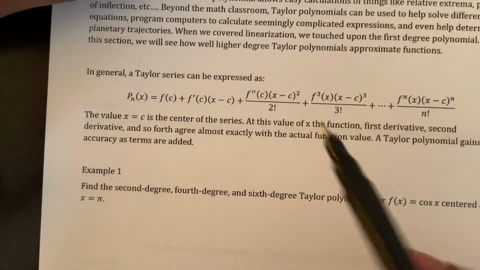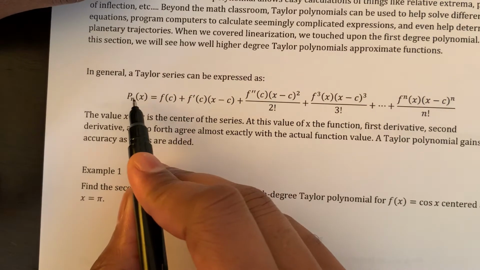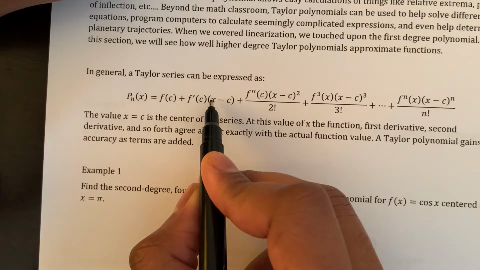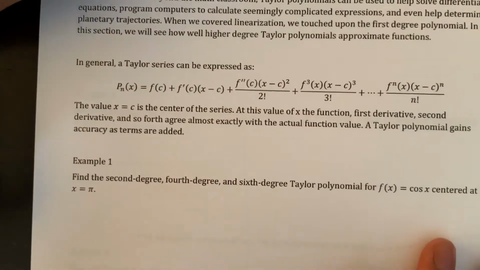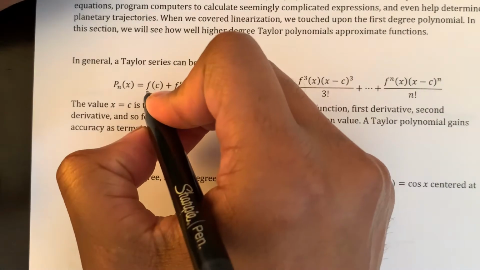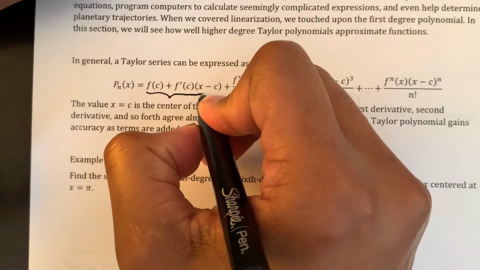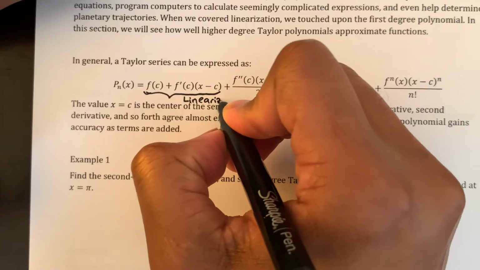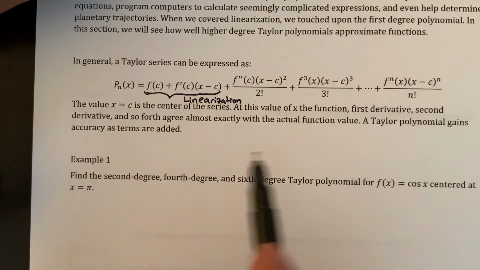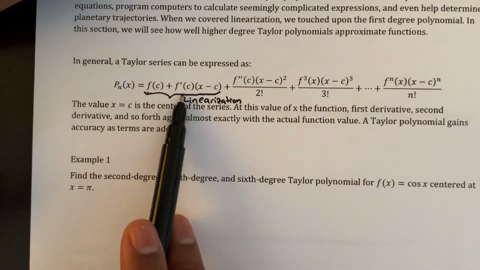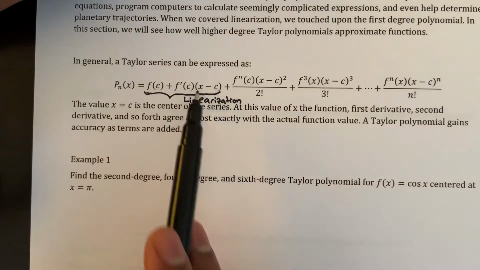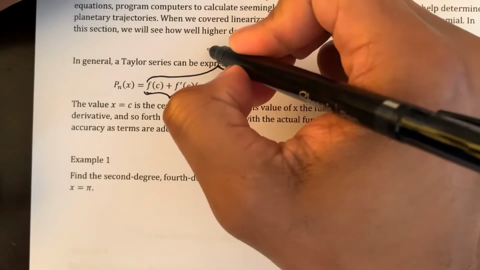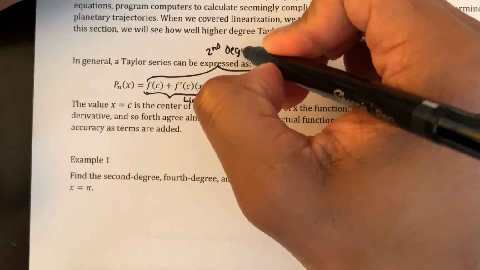So the formula that we have is P n of x is f of c plus f prime of c times x minus c plus the 2nd derivative evaluated at c times x minus c squared over 2 factorial. And again, the first part of this is just linearization. We've already done that when we did linearization and differentials. This was the formula for linearization. Remember, we wrote P1 of x was equal to this. And then if we extend out to include 2 terms, this is a 2nd degree.